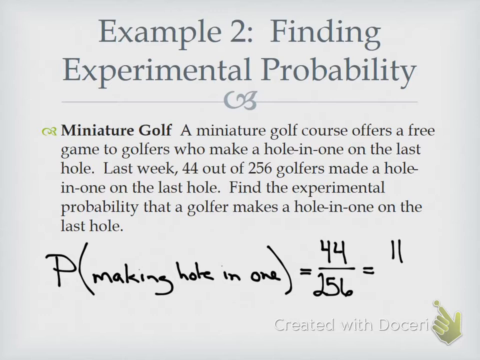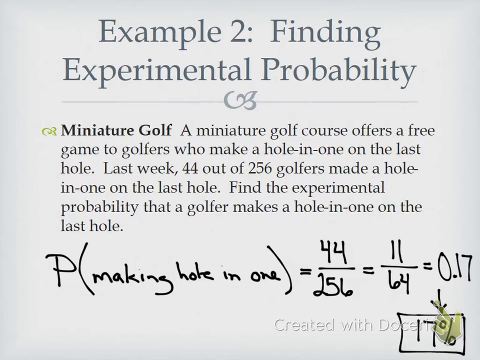11 over 64. Okay, now in terms of me actually understanding what this means, a fraction doesn't mean a whole lot. A decimal would make a little more sense to me. Go ahead and change it to a decimal. Okay, so 0.17. Can I write that as a percentage? Yeah. 17%. Does that mean a little bit more? Yeah. Okay, so guys, any one of these 3 answers would be acceptable on a quiz or a test.